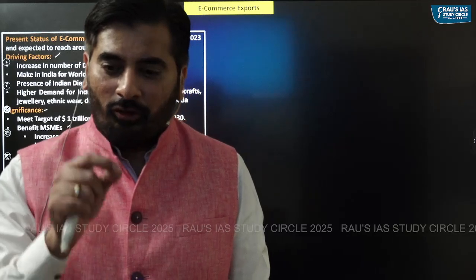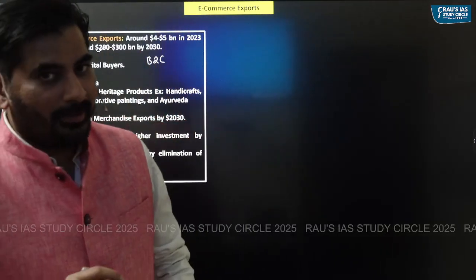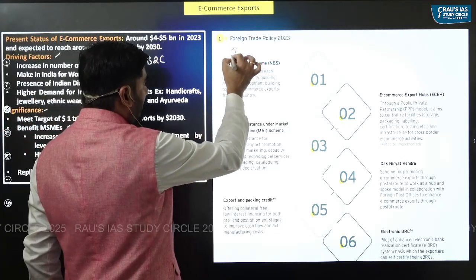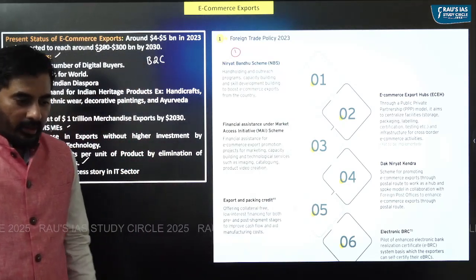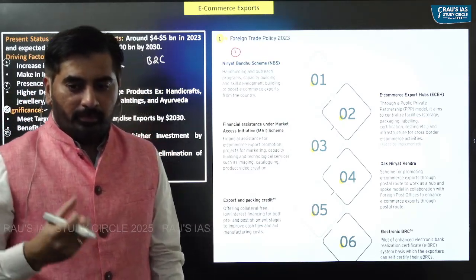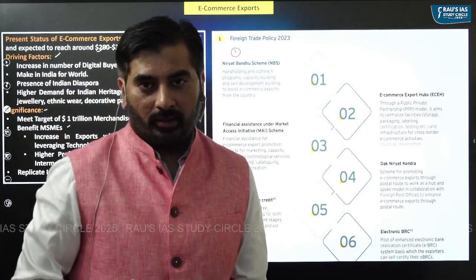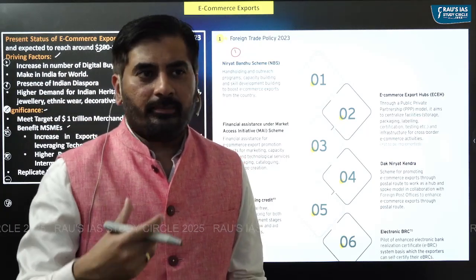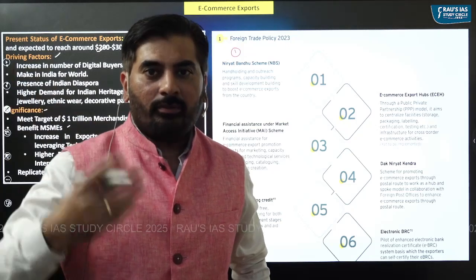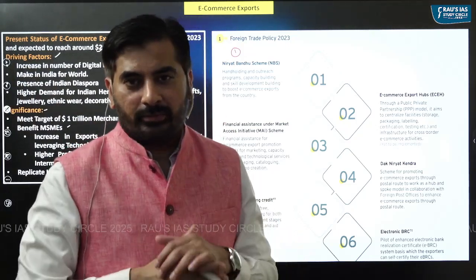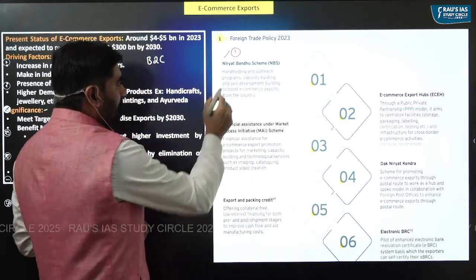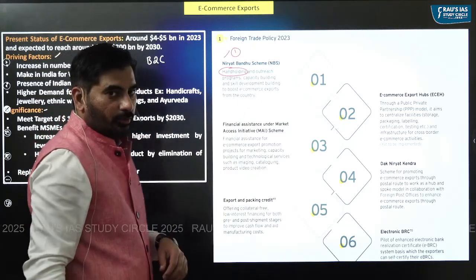Now let's see what initiatives the government has taken in the Foreign Trade Policy 2023. Number one, the government has launched the Niryat Bandhu scheme. Niryat Bandhu scheme basically seeks to provide hand-holding support to the sellers on the e-commerce platform. Basically, you are going to provide them hand-holding support to list their products on the platform and to market their products on the platforms. That is the Niryat Bandhu scheme, where we are providing hand-holding support.